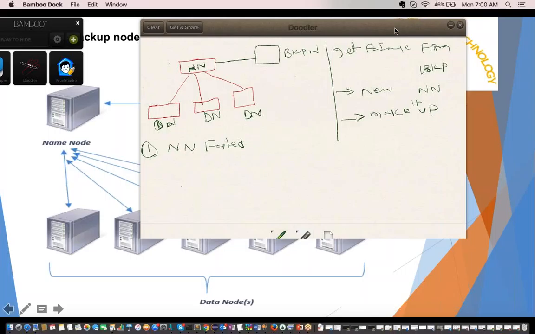HDFS high availability. What they'll do, they will have two name nodes here. This is name node 2. These guys also will start reporting to this guy.